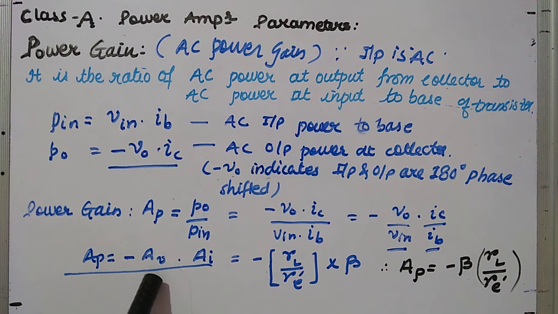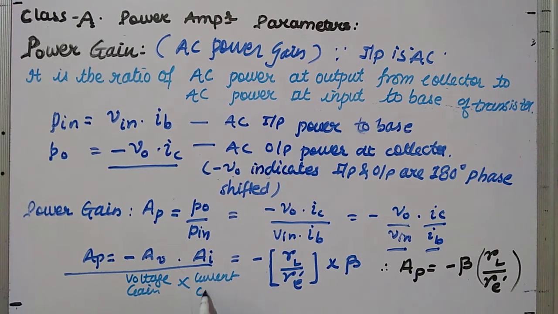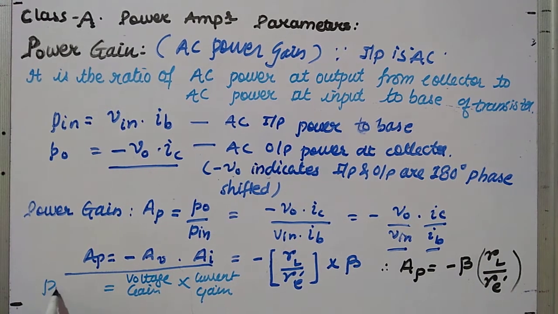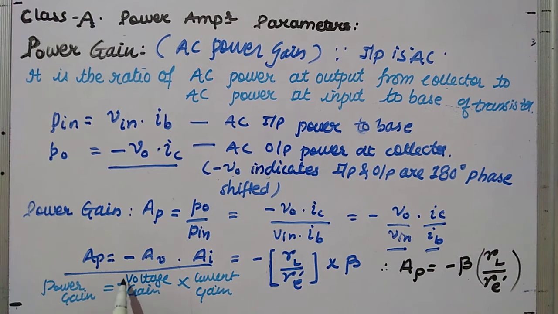This is voltage gain, this is current gain. So we can mention it here: voltage gain multiplied by current gain, and this is power gain, negative. So this is all about voltage gain, current gain and power gain.